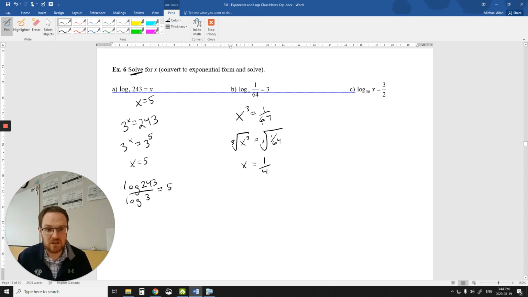Another way is to change the base of 64. Doesn't really help us too much. This is probably the best way to do this one. Let's see what else. Yeah, this one here, we're going to do the same thing. We're going to solve for x. So the easiest way to solve for this is just change it into exponential form. It's in log form. So my base is 36. I'm going to raise this to the power. I'm going to switch these two spots. I'm going to raise this to the power of 3/2, and that should find me x.